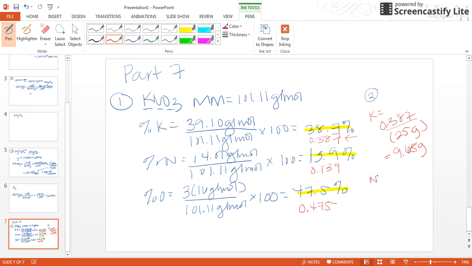Then we've got nitrogen. We're going to do the same type of thing. We're going to take the 0.139, multiply by 25 grams. Okay, so if we go ahead and do that, we're looking at 3.48 grams. And then oxygen, we have 0.475 times the 25 grams again. We are looking at a sample of about 11.88 grams of oxygen. And that's all you need to do for these types of problems.